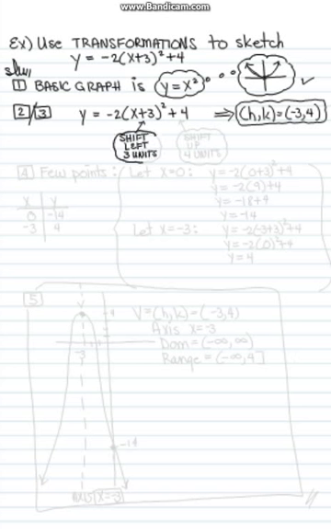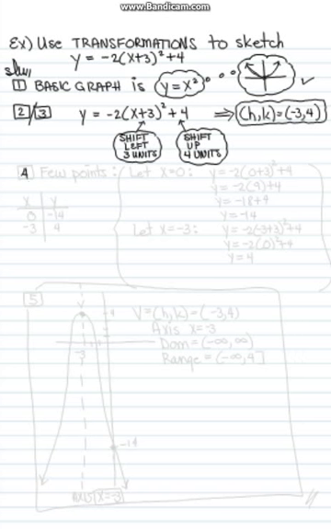Now look at the number added at the end. When we add a number at the end of the function y equals x squared, that means we're going to shift up. If it were subtraction, we would shift down. So here we're going to shift up 4 units. And then recognize from the standard form that our (h, k), the vertex of this parabola, is located at the ordered pair (h, k) equals (-3, 4).